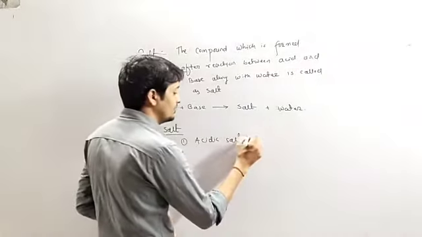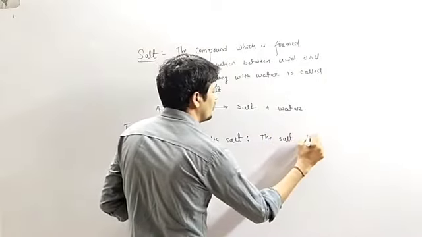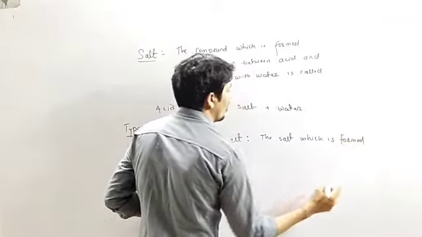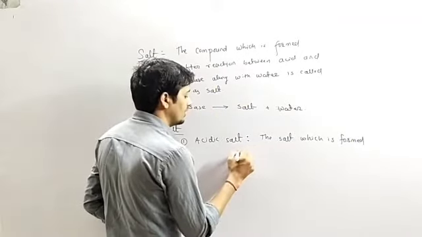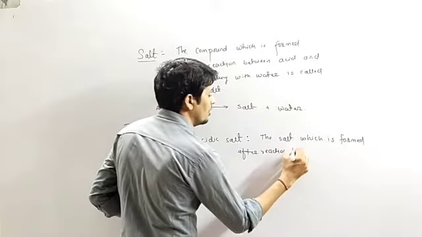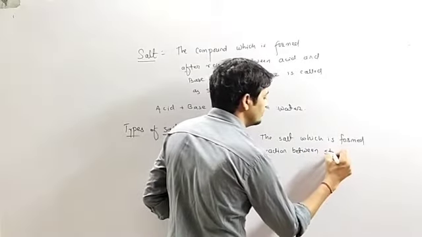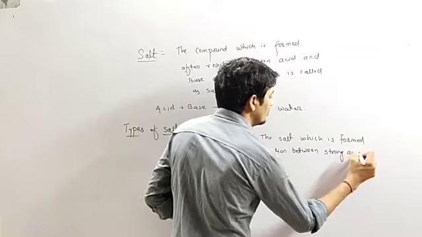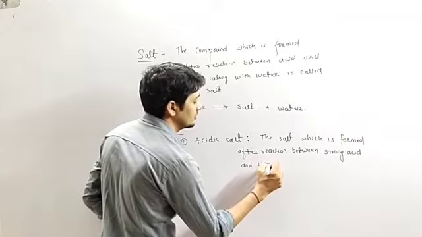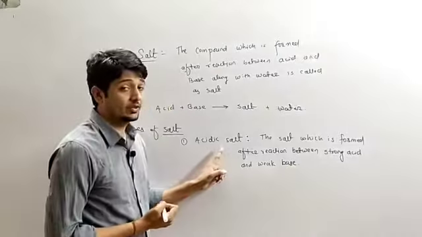सो व्हाट इज एसिडिक सॉल्ट? The salt which is formed after reaction between strong acid and weak base are called as acidic salt.